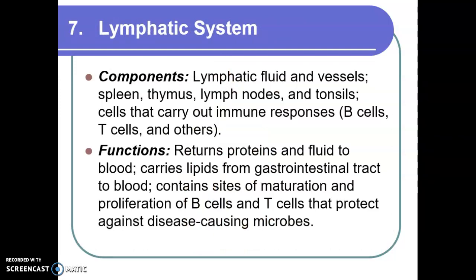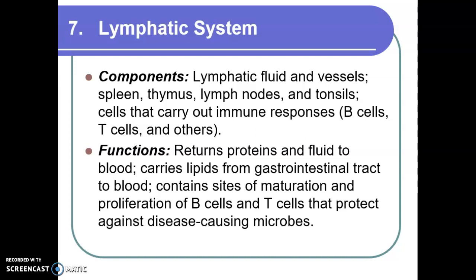Number 7 is the lymphatic system, and this might have been another one that you have missed. Or you may have had a different name. It can also go by the immune system. So those words are interchangeable. The components of the lymphatic system are the lymphatic fluid and vessels. And when we look at organs, we're looking at structures like the spleen, the thymus, our lymph nodes and tonsils, and then also particular cells that we have that carry out immune responses.